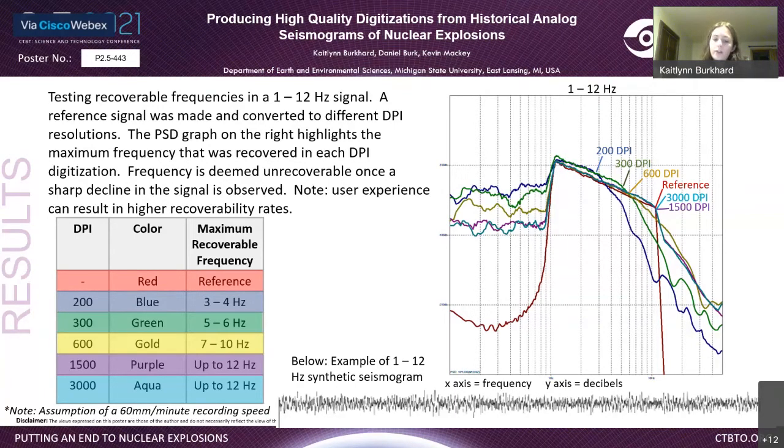So DPI and other variables mentioned in this poster just add to the complexity of seismogram digitization. So we invite you to come talk with us to learn more about it.